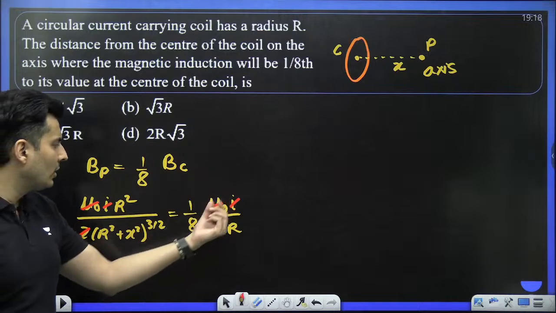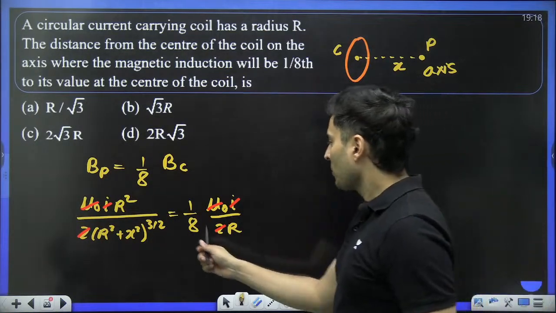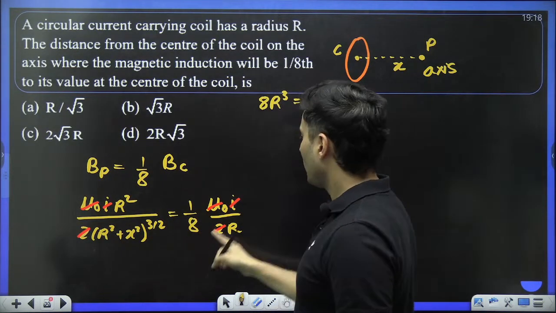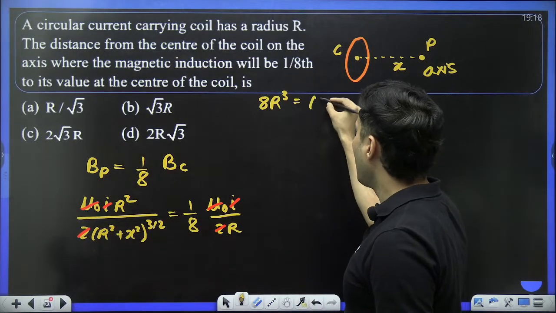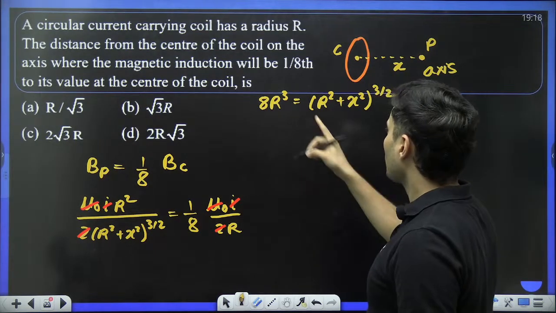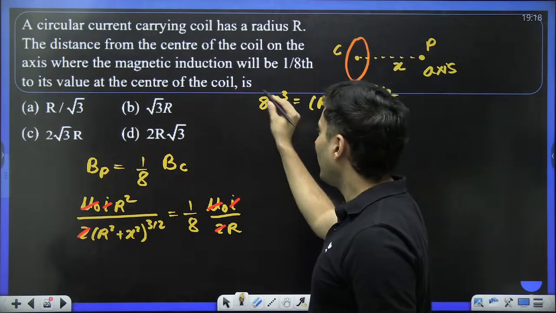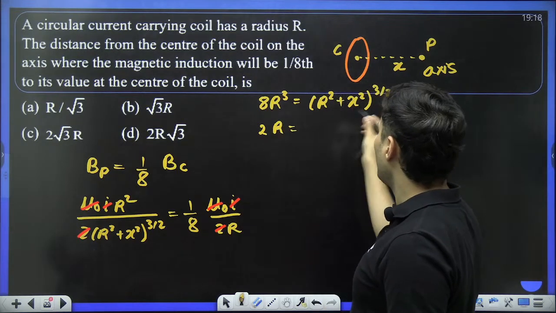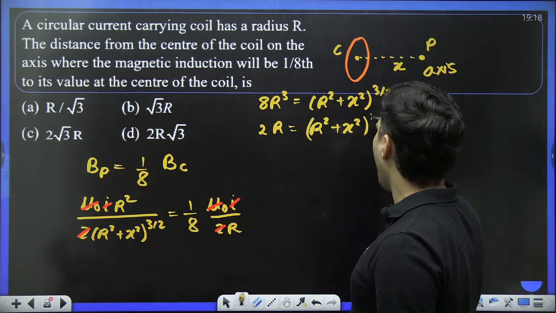Perfect. Take these terms on the top to the other side. See what happens. If you take it on the other side, it will just become 8r cube. 8r into r square is r cube. Take these terms over here, so it will become (r square plus x square) raised to 3 by 2. Both have cube terms. Take cube root on both sides. So 8's cube root is 2, r cube's cube root is r. This one's cube root will be just (r square plus x square) raised to half.